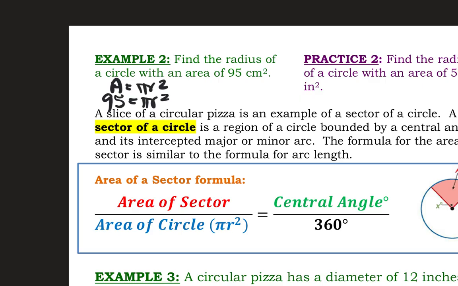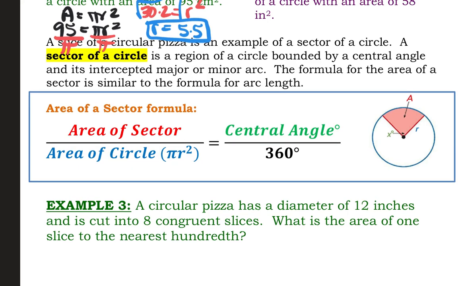The pi first, all right? So divide 95 by pi. What would our radius squared be equal to? 30.2. All right, and then what should I do to get rid of the square now? Square root it. And y'all can round this to the tenths. What did we get to the 10th place? 5.5? All right. So just remember when you're working backward, got to get rid of the pi first and then take the square root, okay?